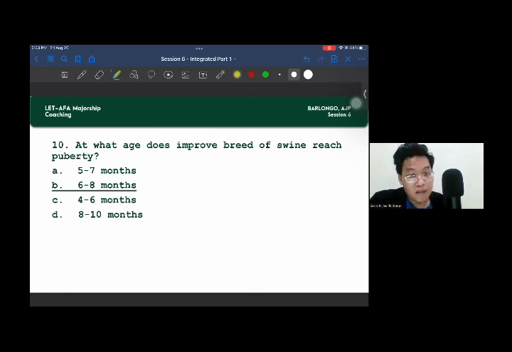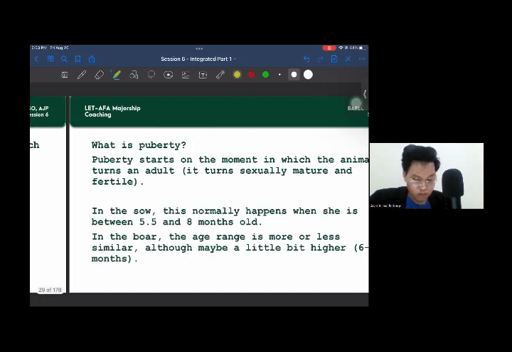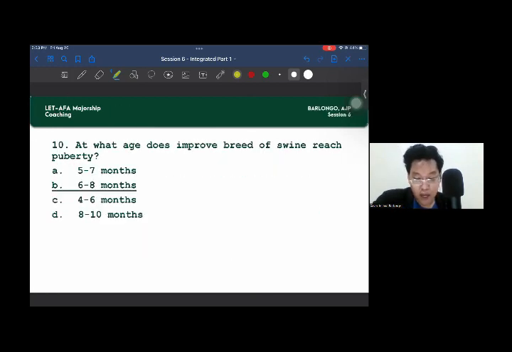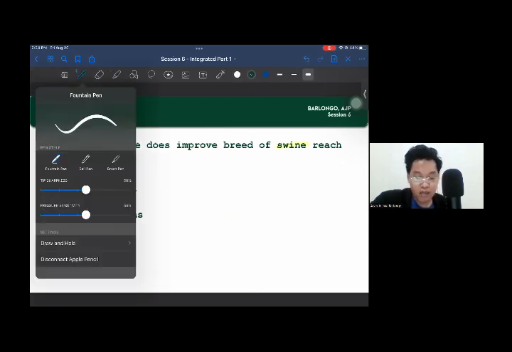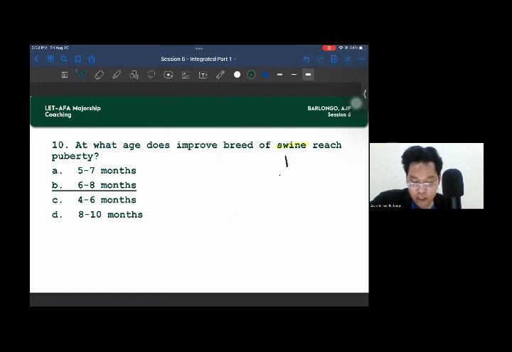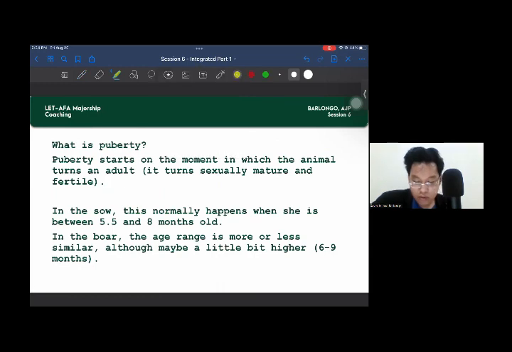Kasi ang tinatanong is swine. So swine, it is a general na term. General. So it can either be sow or yung female or boar. So sabi dito 5.5 to 8 months old tapos 6 to 9. So ang pinakapasok is yung 6 to 8 months old. Remember this different values.